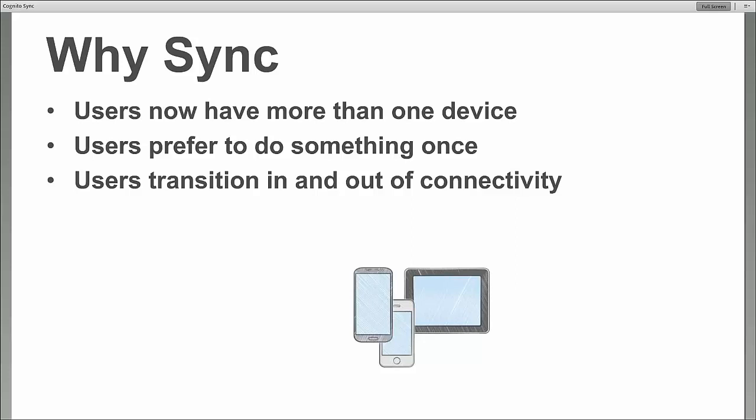Second thing is users prefer to do something once. If I set a preference once, I expect that app to remember my preference. If I get to a certain level in a game, I expect to be able to continue where I left off, regardless of which device I'm using. Nobody wants to switch from a phone to a tablet, for example, and have to re-enter their preferences and start the game over from the beginning.